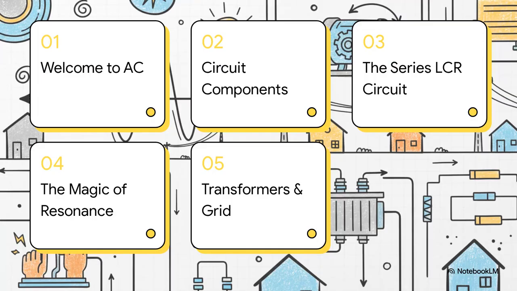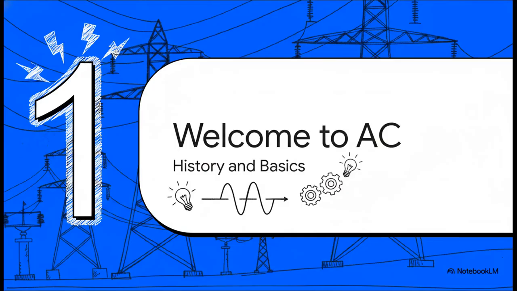Here's the roadmap for this chapter's explainer. We'll quickly cover 1. Welcome to alternating current. 2. Meet the circuit components. 3. The series LCR circuit. 4. The magic of resonance. And finally, 5. Transformers and the grid. Let's dive in. All right, Section 1, Welcome to Alternating Current.